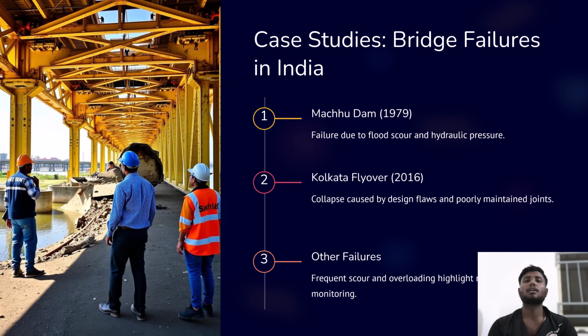Next one is the case study of bridge failures in India. Machu Dam in 1979: the failure was due to flood scour and hydraulic pressure. Kolkata flyover: collapse caused by design flaws and poorly maintained joints. Some joints are connected with nuts and bolts, or some with welding. Other frequent failures from scour and overloading highlight the need for monitoring.